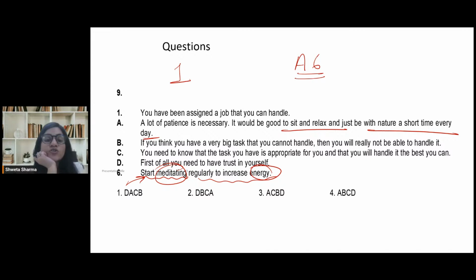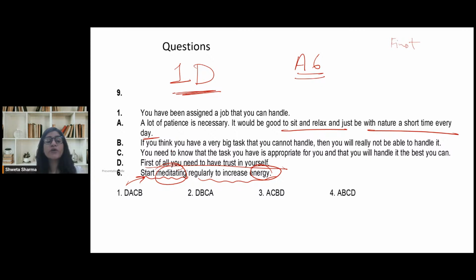You may have been assigned a job that you can handle. If you think it's a big task, you cannot handle it. Can we start with B? Or should we start with D? First of all, you need to have trust in yourself. Hannah, what are we supposed to do at the very beginning? We need to have trust in ourselves. So 1D. Whenever you have a sentence starting with first, there are high chances that will be the first sentence to start with. So 1, then D.